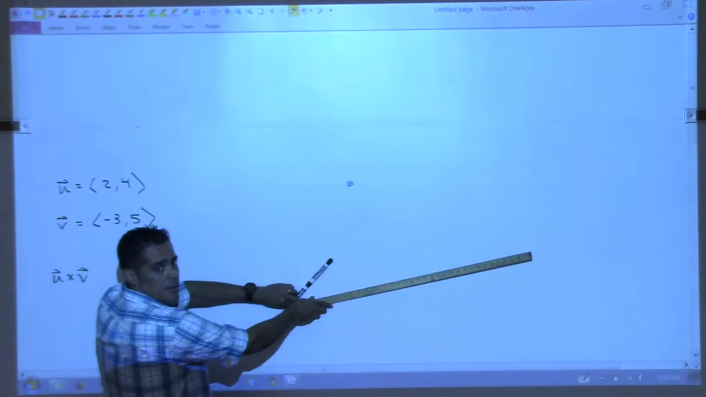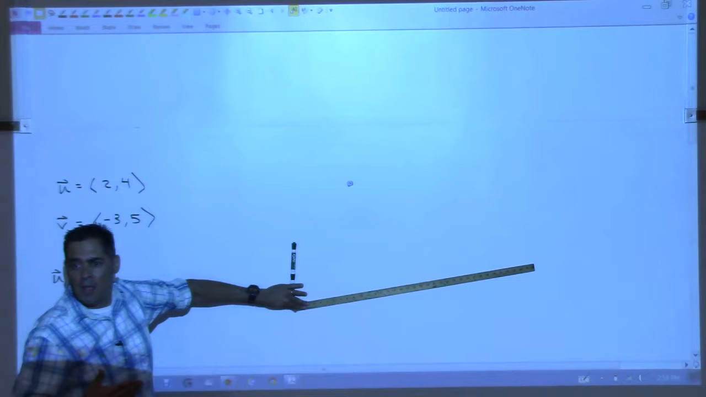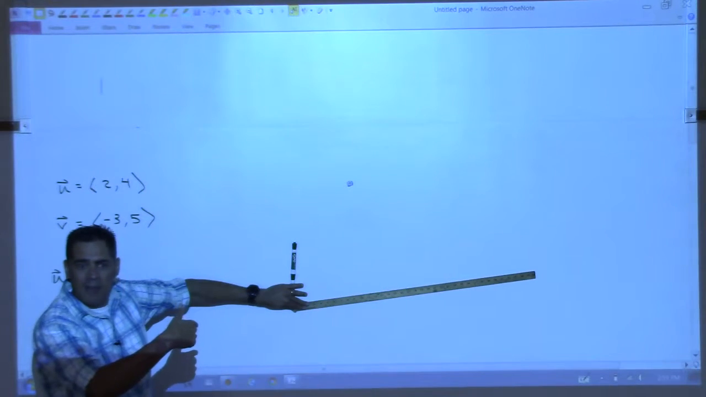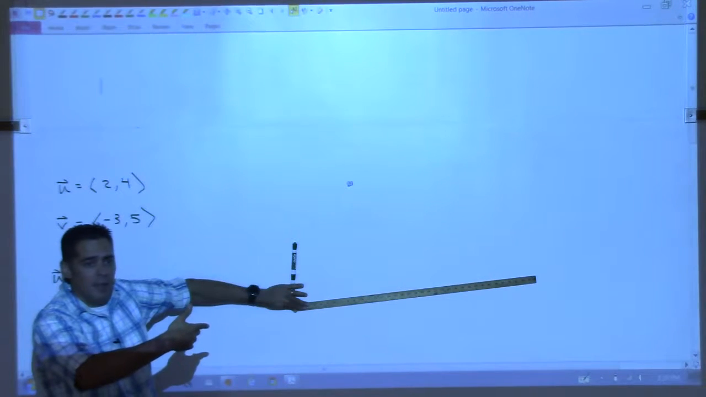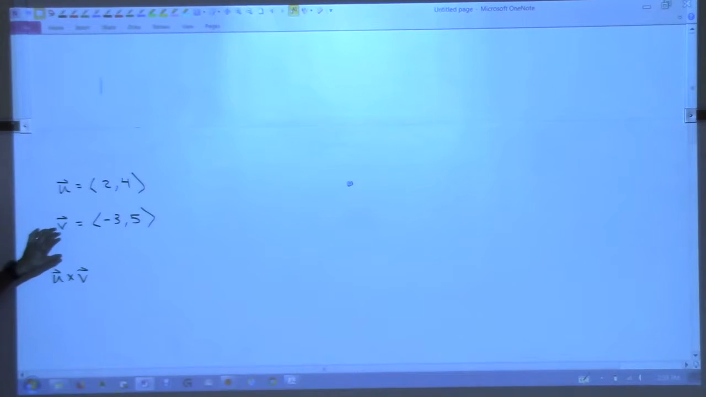Flat sheet of paper, right? The cross product is supposed to produce a vector that's orthogonal to both of these. But that means the vector it creates wouldn't live in two-dimensional space. It would live in three-dimensional space. And so the cross product is not defined here. There is no definition of a cross product.